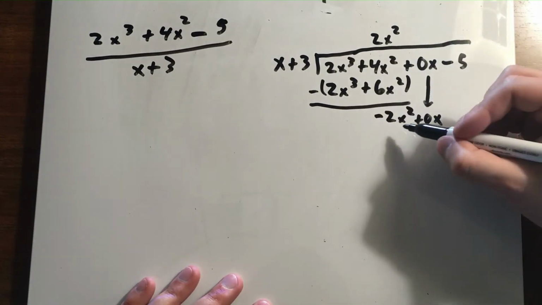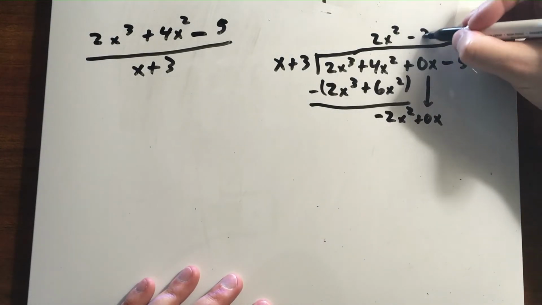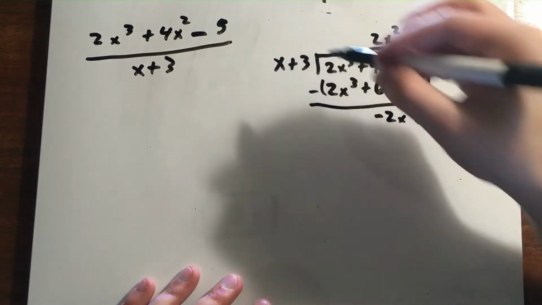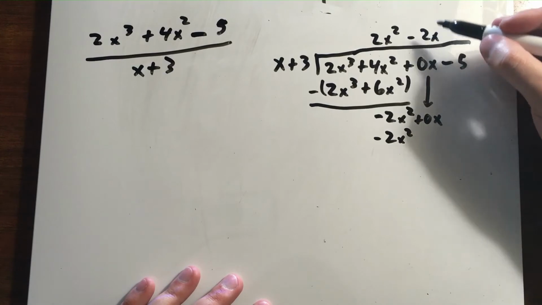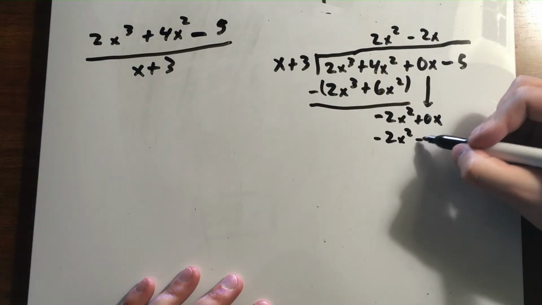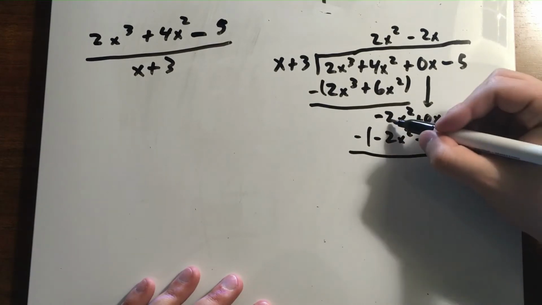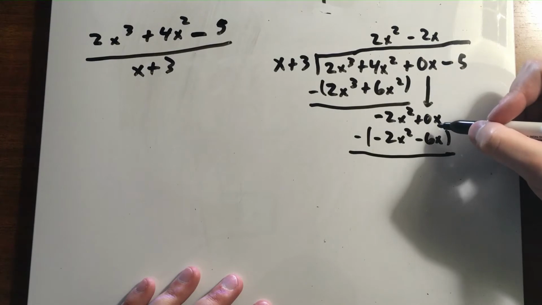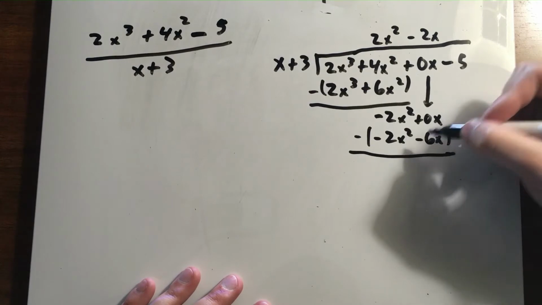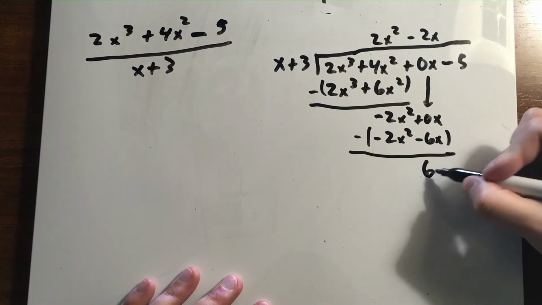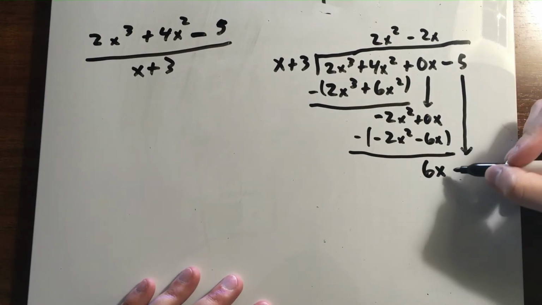So what can we put up here to get negative 2x squared? We have our x. We're going to need to put a negative 2x. Negative 2x times x is negative 2x squared. Negative 2x times 3 is negative 6x. So this will be 0. And then we have 0x minus a negative 6x. So that's like saying plus 6x. So we'll get 6x down here. Bring down the 5.